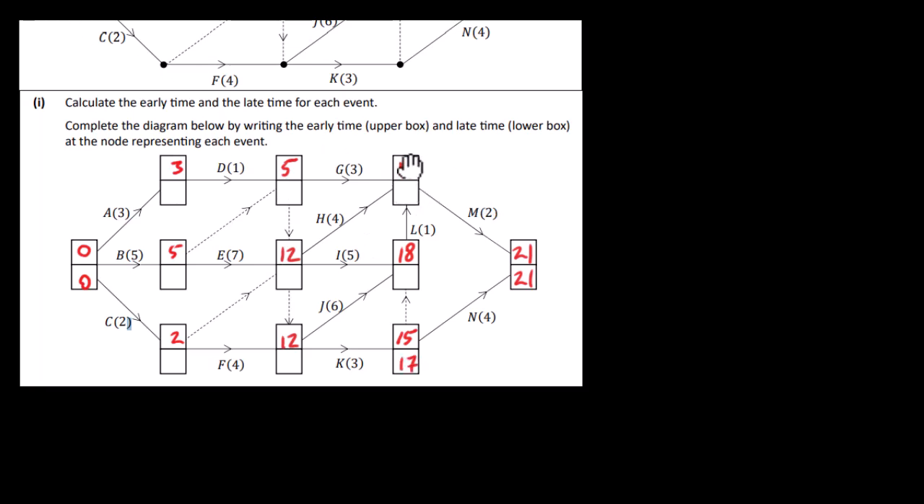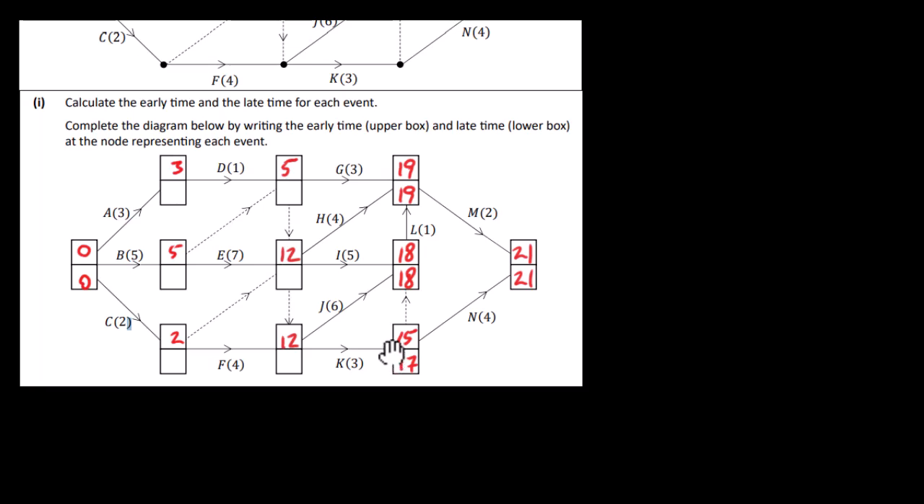So let's have a look at this one up here. 21 minus 2 is 19, so we're going to put 19 here. Now this one here in the middle, we have 19 minus 1, which is 18, and that's the only possibility there. So we're going to put 18 here. Let's do the one on the bottom here.